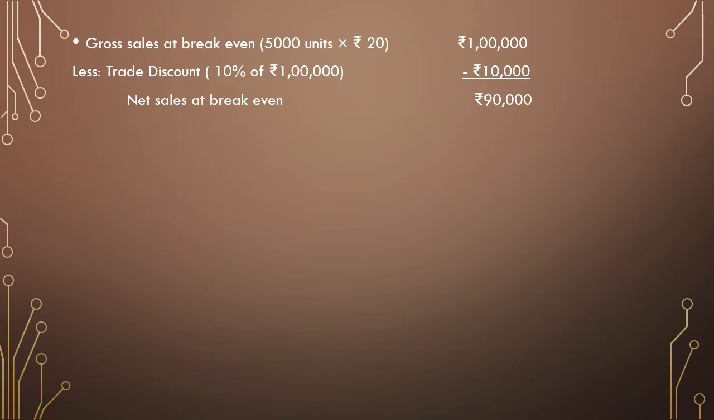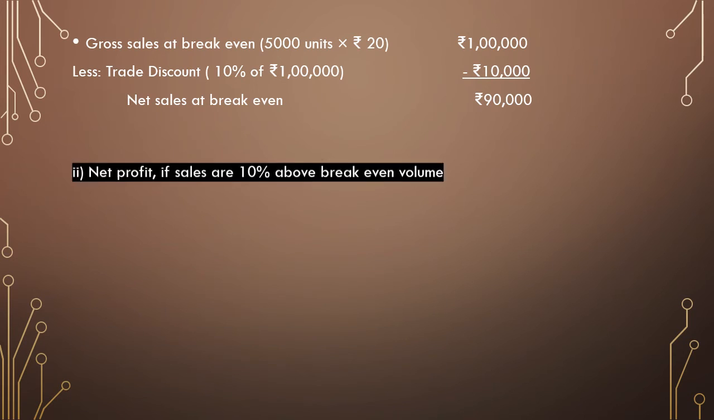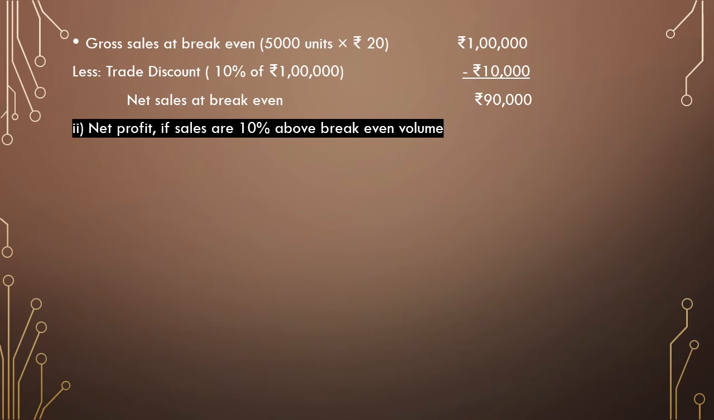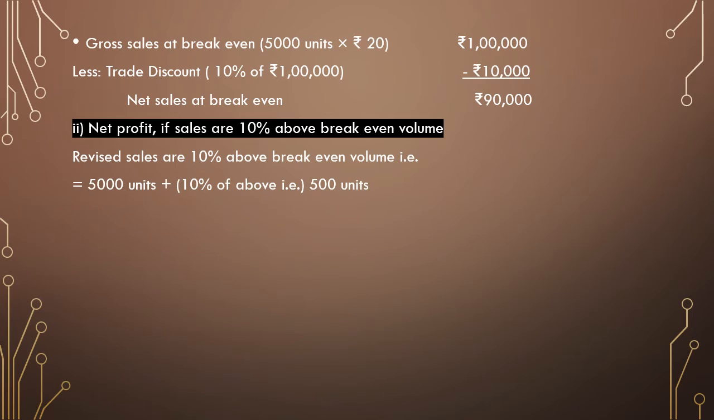I hope you understand this. Let's move forward to the next calculation, that is net profit if sales are 10% above break even volume. So revised sales are 10% above break even volume, that is break even units, which is 5,000, plus 10% above that break even, which will be 500 units. So our revised sales units are 5,500 units.